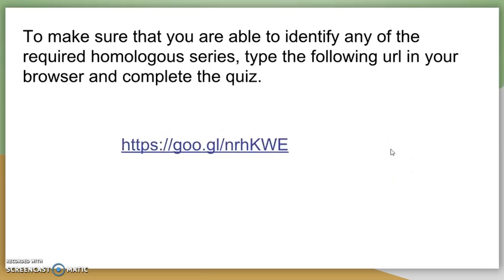Okay, let's see if you are able to identify any homologous series if I give you a structure. Remember, you don't have to identify the entire name at the beginning, so don't get frightened by that. At this stage, you only look at the last part of the name in order to identify the homologous series when you're given the name. And you also only look at the functional group inside the structure if I give you the structure in order to identify the homologous series.